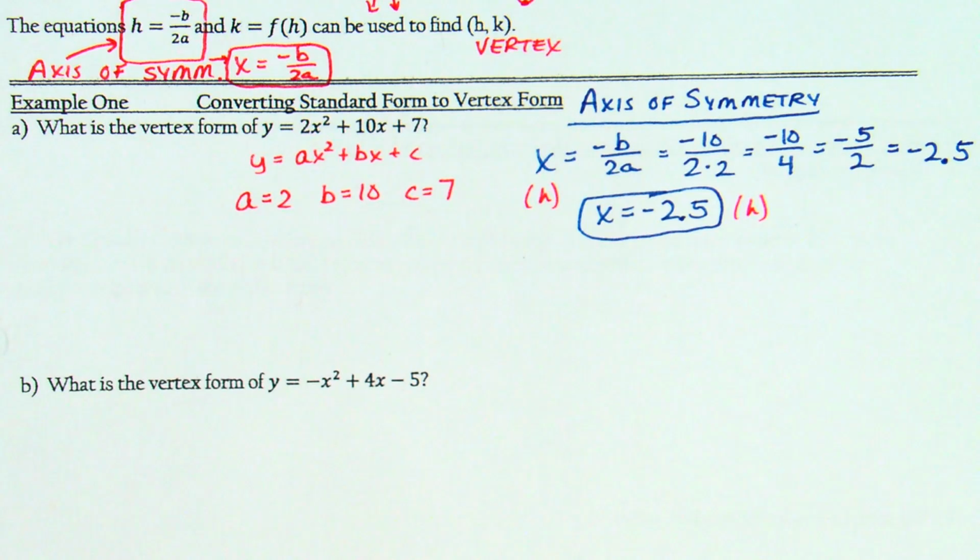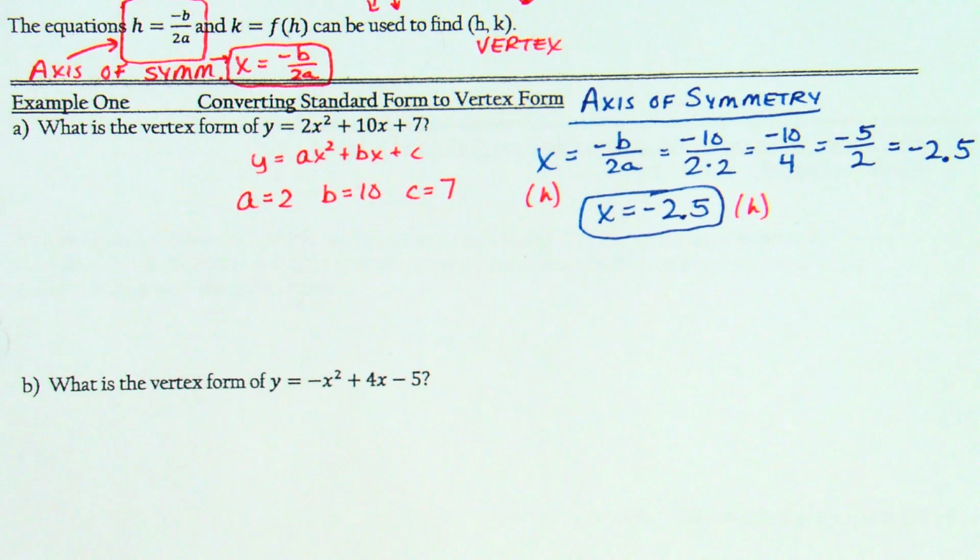I am fine with you saying either the axis of symmetry is negative 5 halves, or, and this is because I know what's coming up next, if you prefer to go decimal on this one, and prefer to say x equals negative 2.5, that works as well. Okay? So, either way, we've used that negative b over 2a, and we found this means we have our h value. How do we find the other half of our vertex?